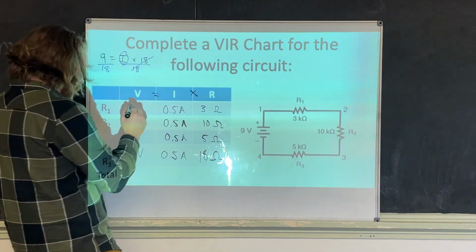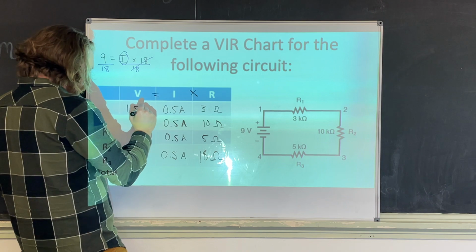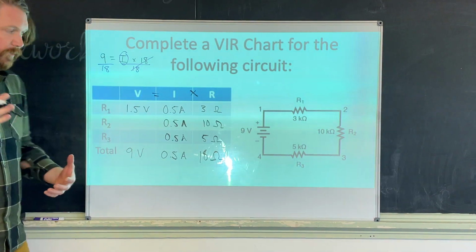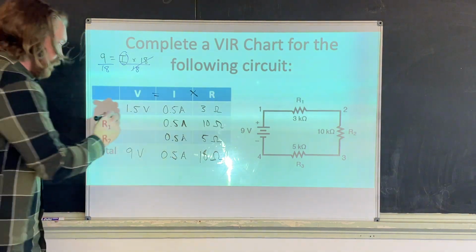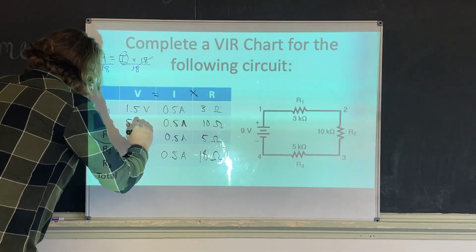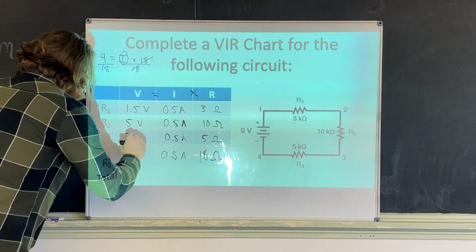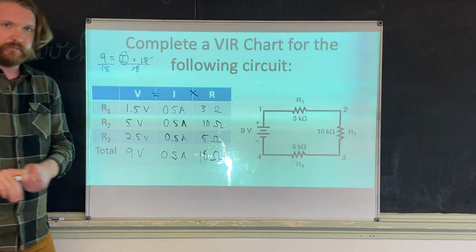3 times 0.5 is 1.5 volts. Again, you can always use your calculator. I just know that, okay? 10 times 0.5 is 5 volts. And 5 times 0.5 is 2.5 volts.